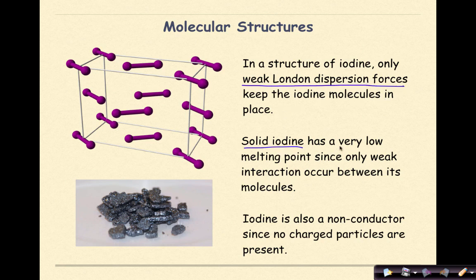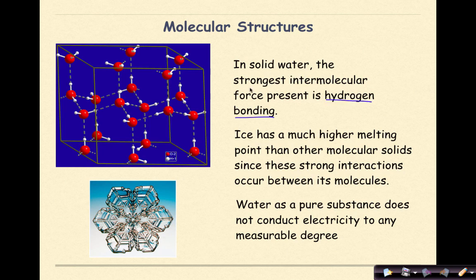Solid iodine has a very low melting point, since only weak interactions occur between its molecules. Iodine is also a non-conductor, since no charged particles are present. In solid water, the strongest intermolecular force present is hydrogen bonding. Ice has a much higher melting point than other molecular solids, since these strong interactions occur between its molecules. Water as a pure substance does not conduct electricity to any measurable degree.